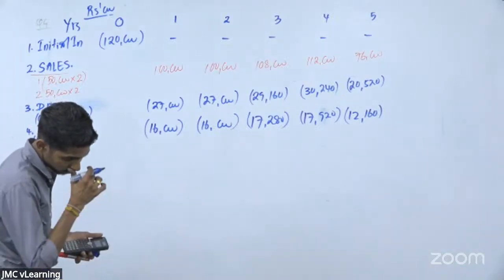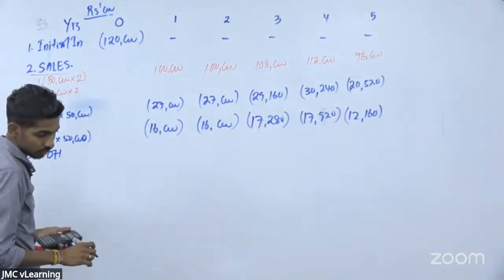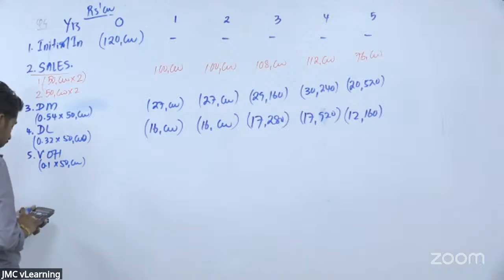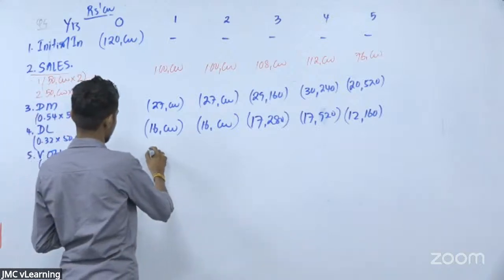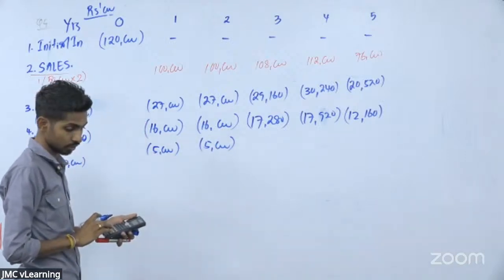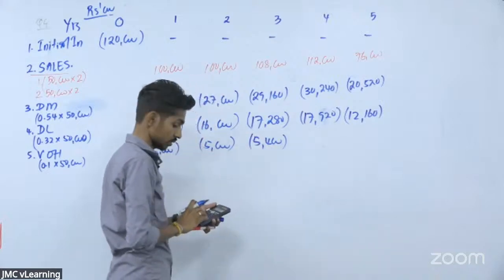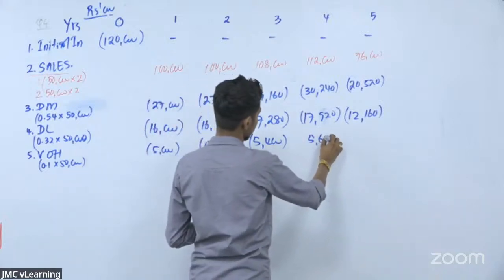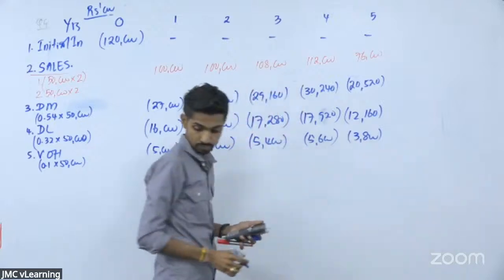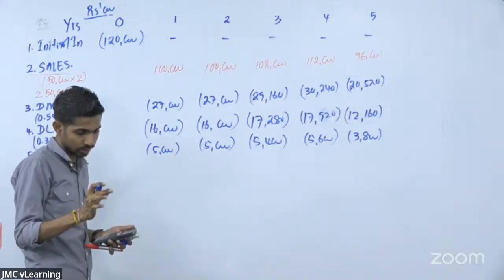Direct labor. Thereafter, variable overhead. Variable overhead: 100 rupees, that is 0.1 into 50,000. That's the 5,000. Thereafter also the same 5,000. 0.1 into 54,000, 5,400. Thereafter 5,600. Thereafter 3,800. What else? Now income and expenses already okay.